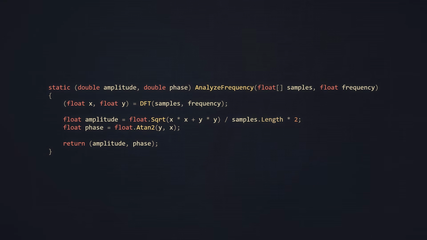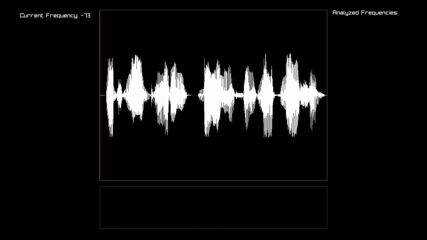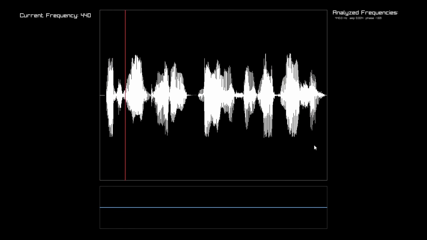So, in our program, I've made it so I can scrub through different frequencies and test them individually. Let's try something like 440 Hz. Alright, that was a little underwhelming. Even picking other random frequencies, I don't really see one that sticks out. Let's just move forward and hope that that resolves itself.